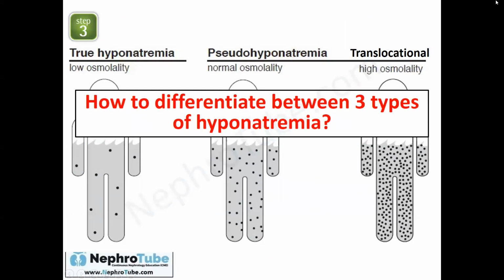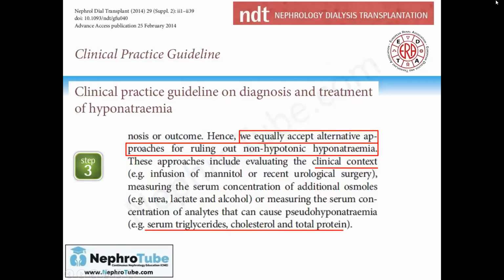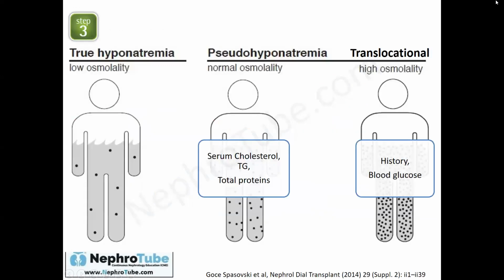How to differentiate between the three types of hyponatremia? The logic is by measuring plasma osmolarity. But if you are working in a place, and this is very common in many countries, where the plasma osmolarity test is not present, you can depend on clinical context and some investigations.